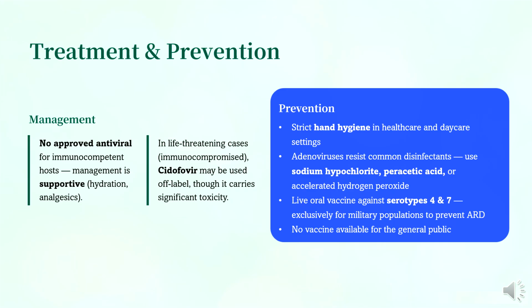Regarding vaccination, a live oral adenoviral vaccine is available, which contains serotypes 4 and 7. This vaccine is used almost exclusively for military recruits to prevent acute respiratory disease. Currently, there is no licensed adenoviral vaccine for the general population.